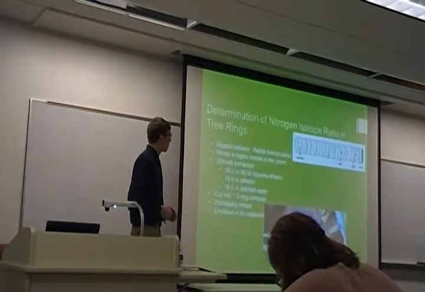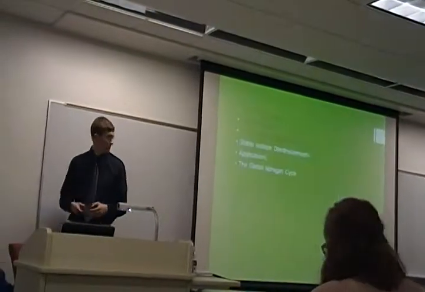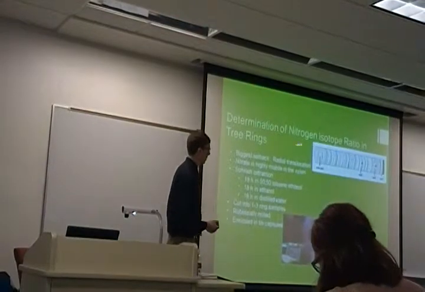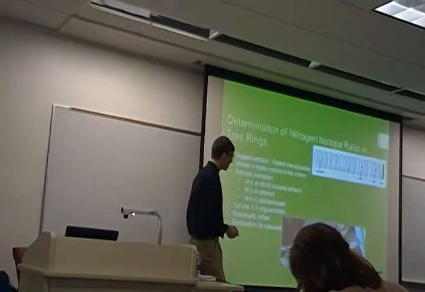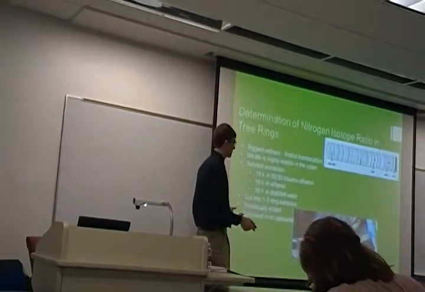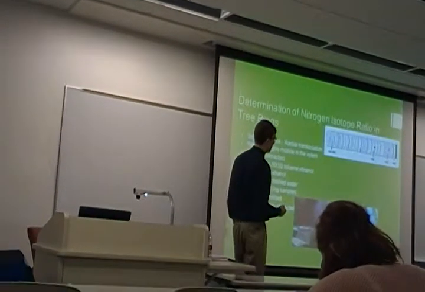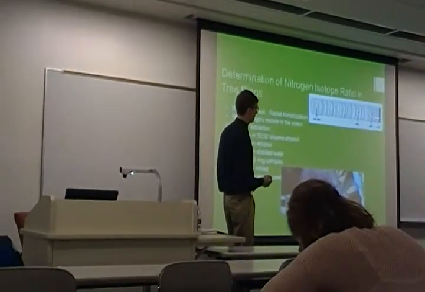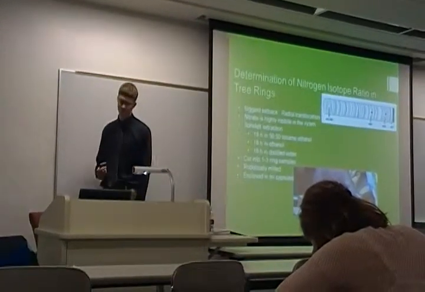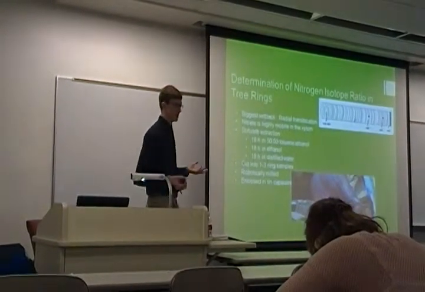Nitrate is highly soluble in water, which makes it really mobile throughout the tree. So as you can understand, if a tree were to take up some nitrate in like the 60s and then translocate it throughout the tree, we wouldn't be able to know when it took up that nitrate. So it becomes really important to get rid of all this mobile nitrogen in a tree ring if we're going to analyze it for its chemicals.